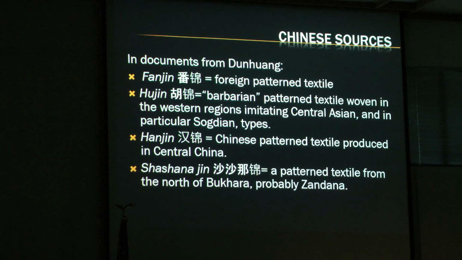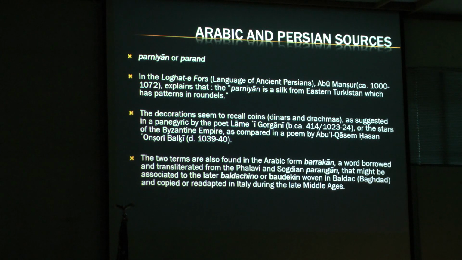In Chinese sources, such as in documents from Dunhuang again, the words fanjin, foreign pattern textile, and hujin, barbarian pattern textile, refer to textiles woven in the western region imitating Central Asian and in particular Sogdian types. Both differ from the hanjin, Chinese pattern textiles produced in central China. Again, another document from the 10th century mentions a type of textile called shashanjin, a pattern textile from the north of Bukhara, probably Zandana.